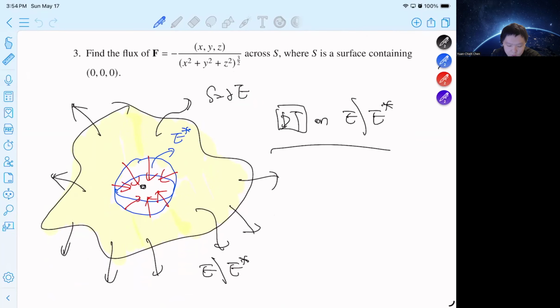Now this is the flux of this field. Again, this is a vector field, and S is whatever surface contains 0, 0, 0. Even though it is a closed surface, F is not defined at 0, 0, 0. So what we can do is circle out something in the middle and scoop that out, and for the remaining region, the yellow one, we can happily use the divergence theorem.